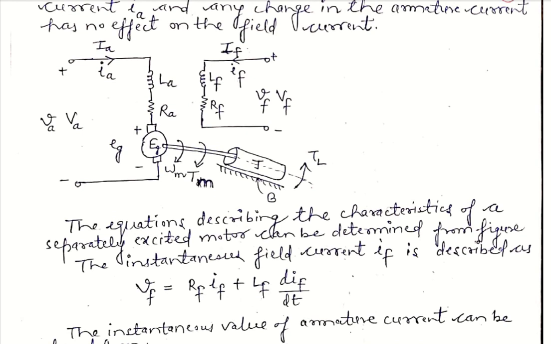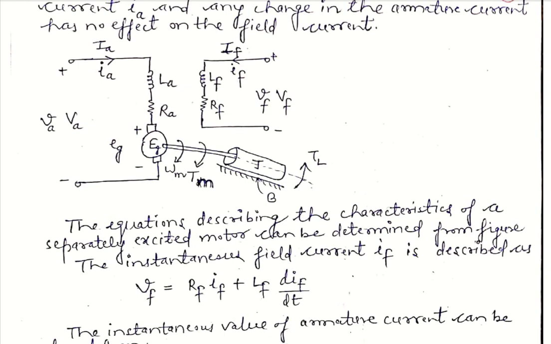The equations describing the characteristics of a separately excited DC motor can be determined from the figure. From the above figure, we will write the equations. The instantaneous field current IF is described as follows. To see the behavior of the field current, we simply write a KVL equation in the field winding: VF equals IF RF plus LF dIF by dt. This is a first order linear differential equation. By solving this equation, we can easily describe the behavior of the field current.